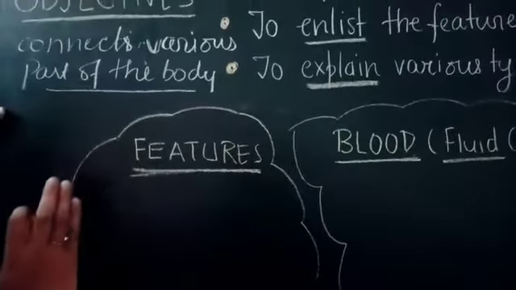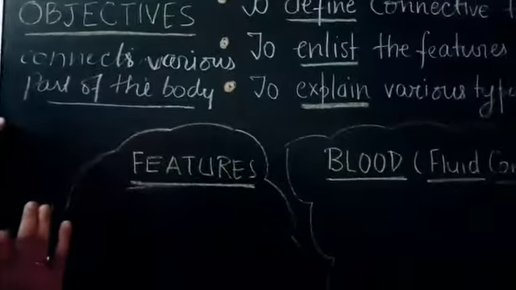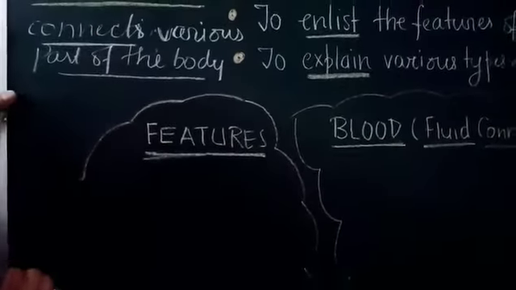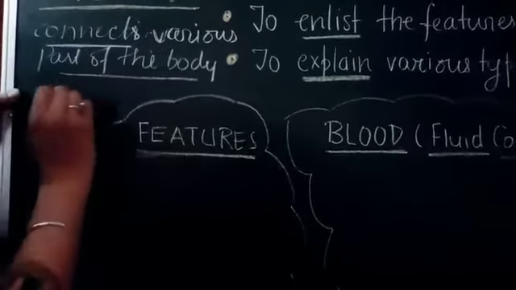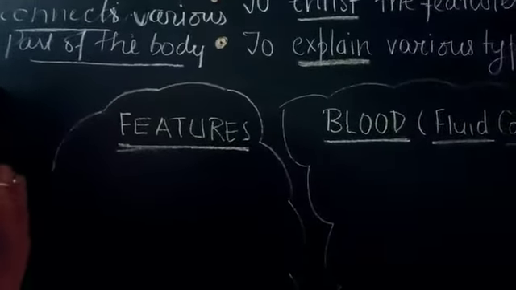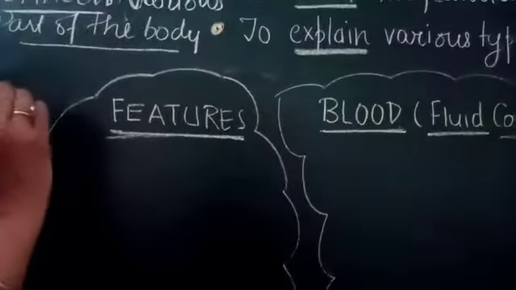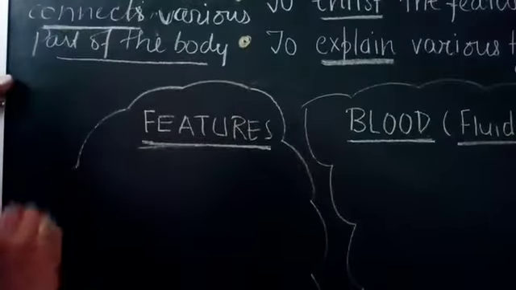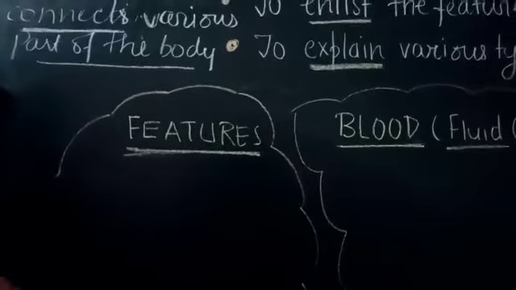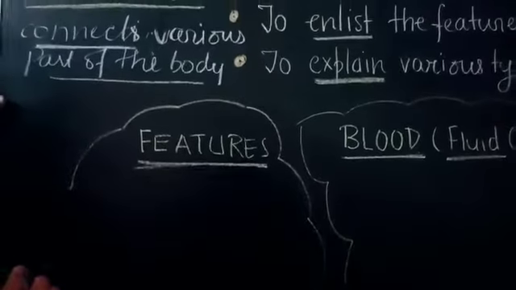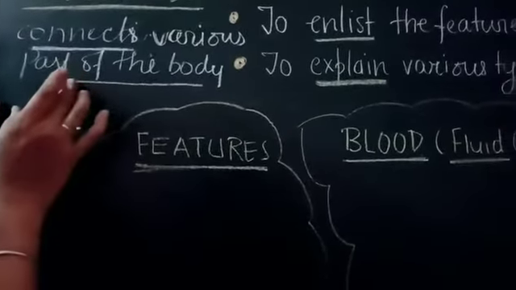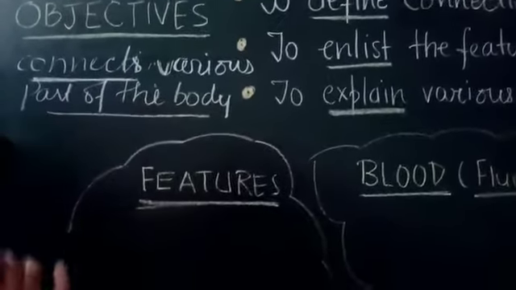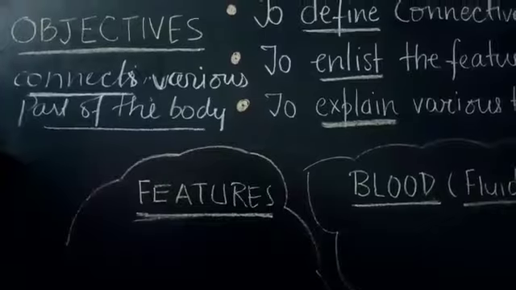All the tissues are dependent on one another. So connectivity is very important. So this tissue, particularly blood, very important one, and other tissues of this type also, they connect the various body parts so that the body as a whole can function smoothly. So connective tissue is a type of tissue which connects the various parts of the body for a smooth functioning.